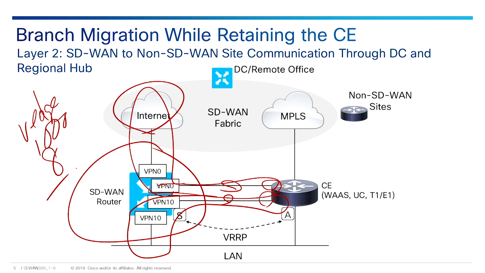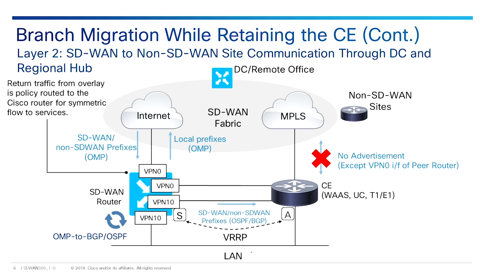Okay? So the two edge routers are configured with VRRP. We discussed VRRP in a previous section. This is Virtual Router Redundancy Protocol. So basically the inside interface here is going to have a shared virtual IP, and whoever's active will respond to ARP requests for that IP address. The CE is active and the SD-WAN router is in standby mode. This means now all traffic is going to go through the CE router.